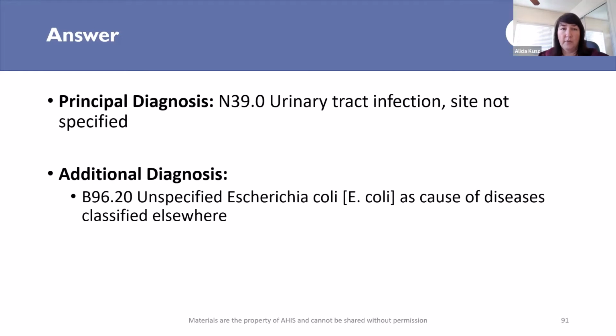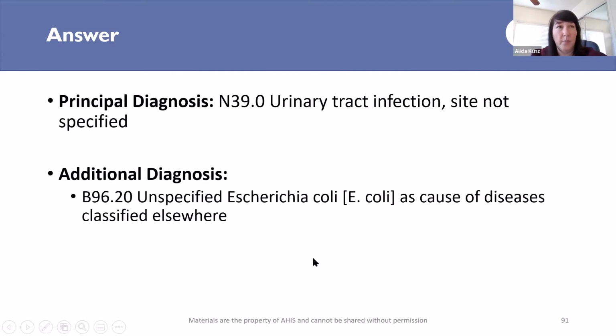N39.0 for urinary tract infection, site not specified. That is our principal diagnosis. Our principal diagnosis is the infection. And when you look at that code, there's an instructional note telling you to code also the organism if known. And we do know that it was E. coli. So then we added B96.20. So just be careful with that.